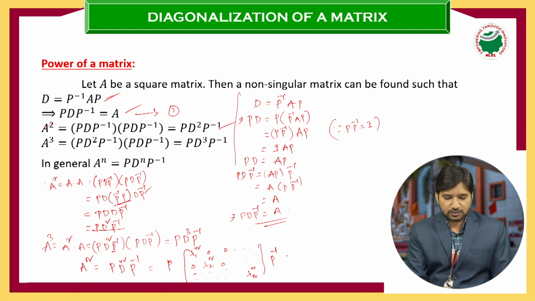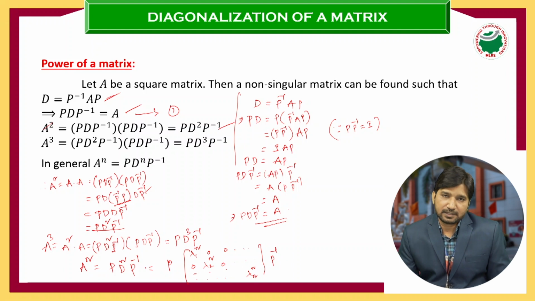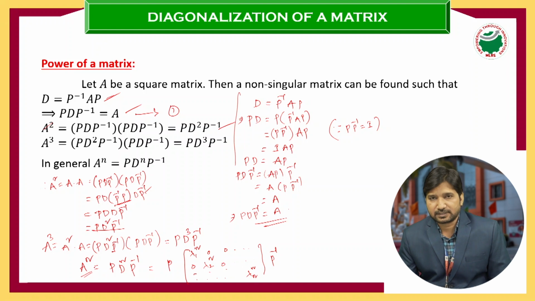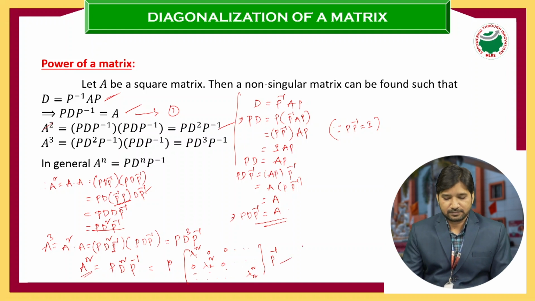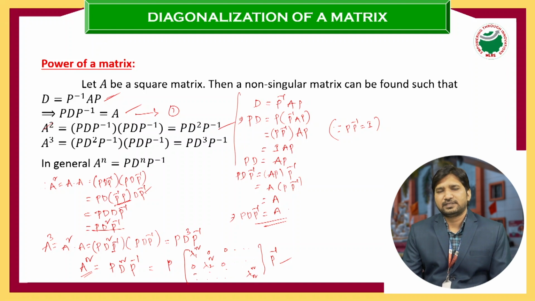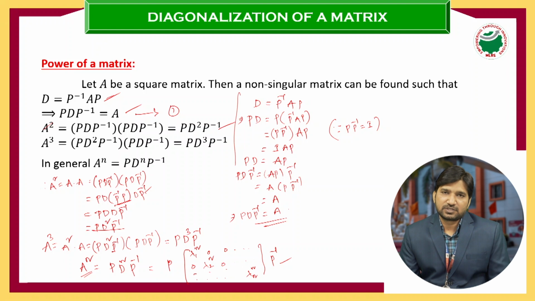That is the matrix. So we can use the diagonalization method to find the power of a matrix. By using diagonalization, we can take A cube, A power 4, A power n also, where n is any positive integer. So these are the basic definitions and the procedure of the diagonalization method.